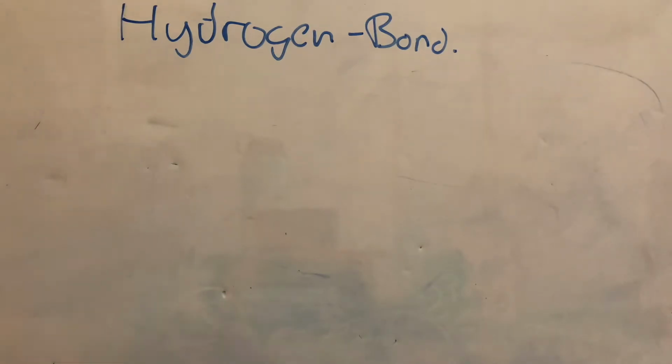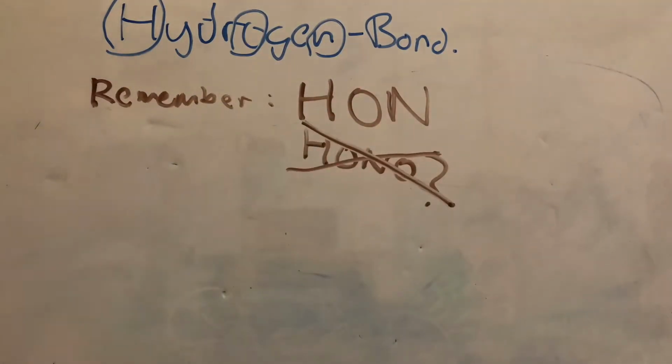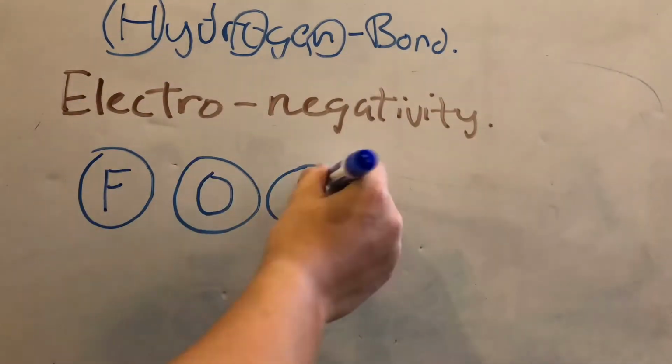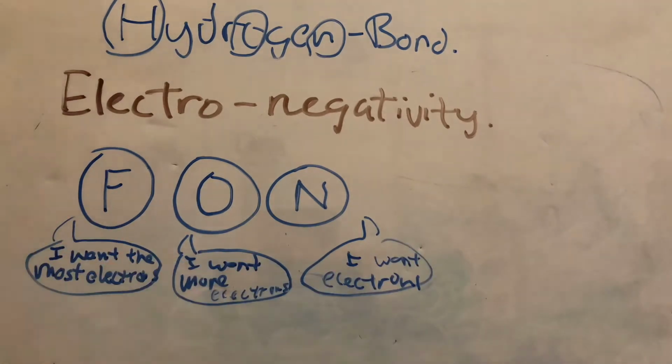What tends to be a stronger bond is the hydrogen bond. For hydrogen bonds, remember Han or H, O, and N. Not HONO, Han. O and N because they're very electronegative. Now add in an F because hydrogen bonds are fun, and you're left with F, O, and N. All three very electronegative atoms, decreasing in electronegativity in the order seen.